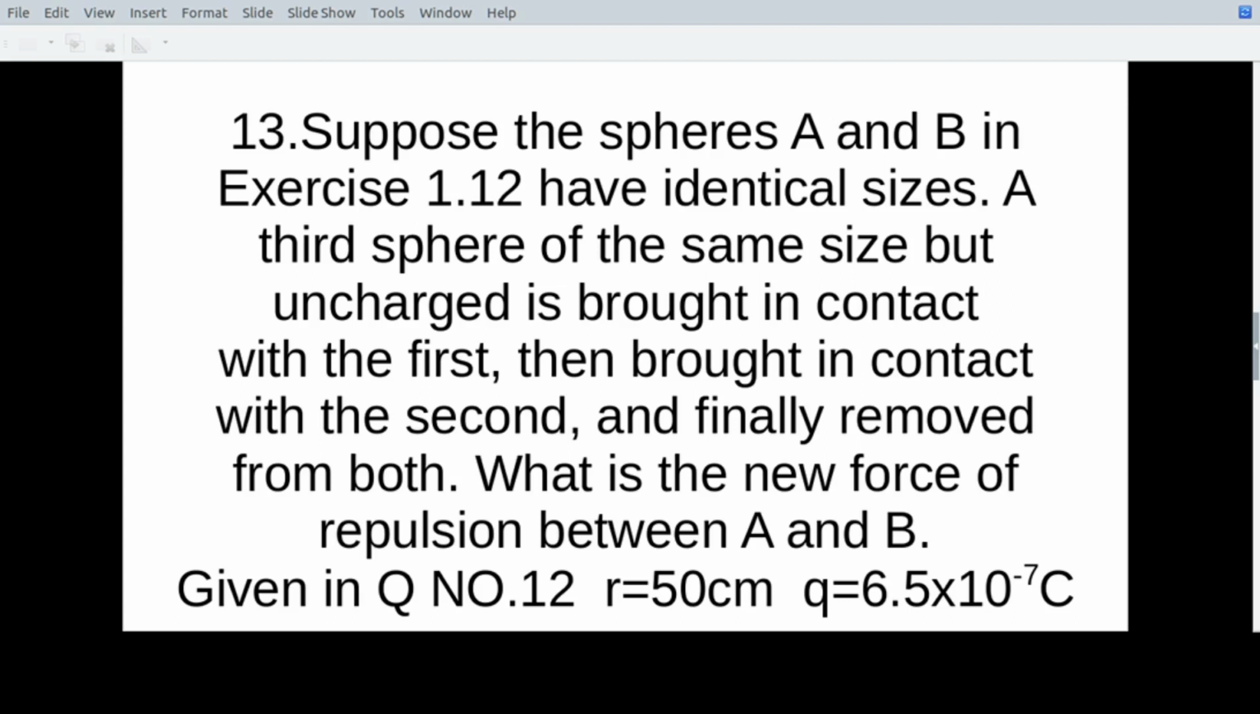This question is the continuation of question number 12. And in question number 12, you are given the distance between the two spheres as 50 centimeters and the charge on each 6.5 into 10 raised to minus 7 coulomb.